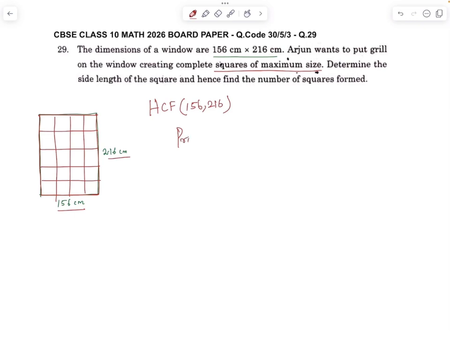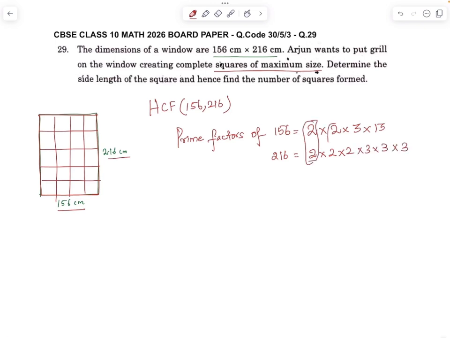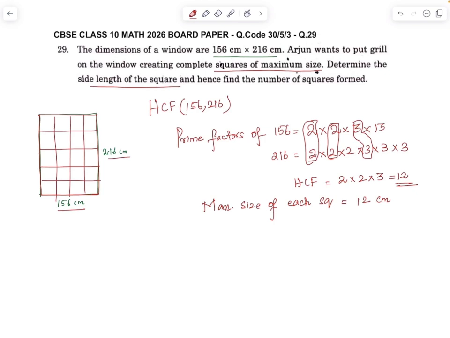The prime factors of 156 are 2 into 2 into 3 into 13. And the prime factors of 216 are 2 into 2 into 2 into 3 into 3 into 3. So the common factors are 2 into 2 into 3, which is 12. Which means the maximum size of each square should be 12 centimeter. So we have found the side length of the square.